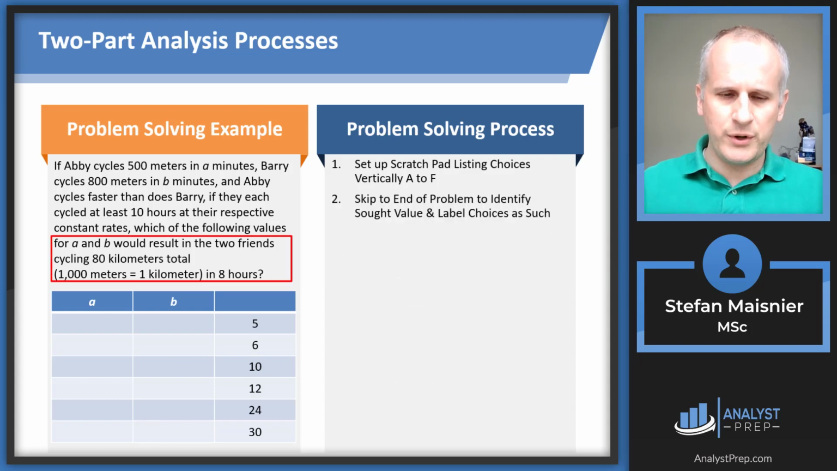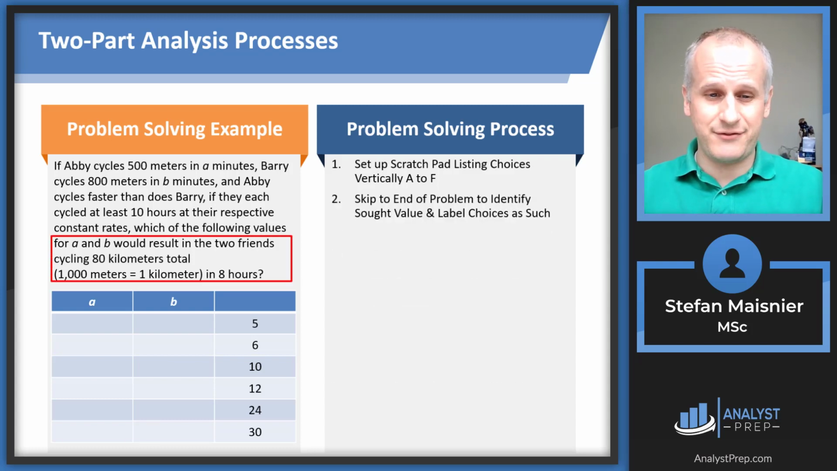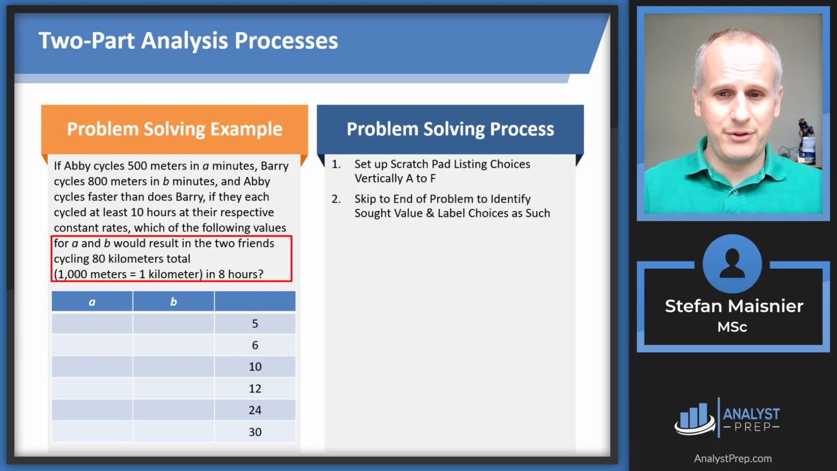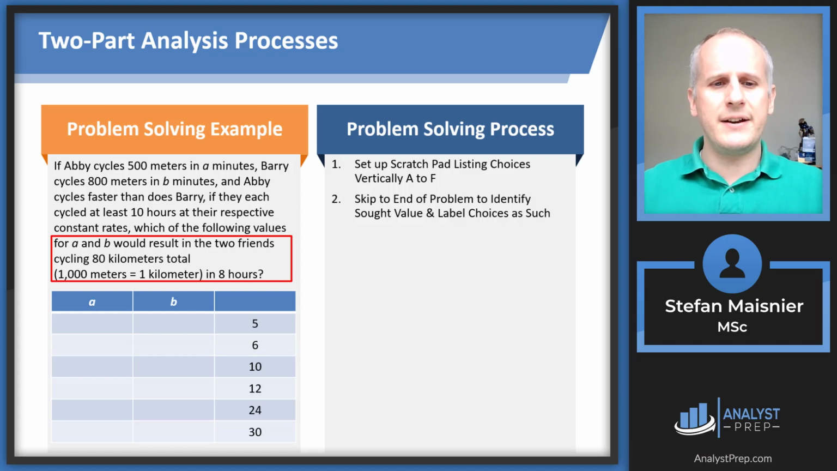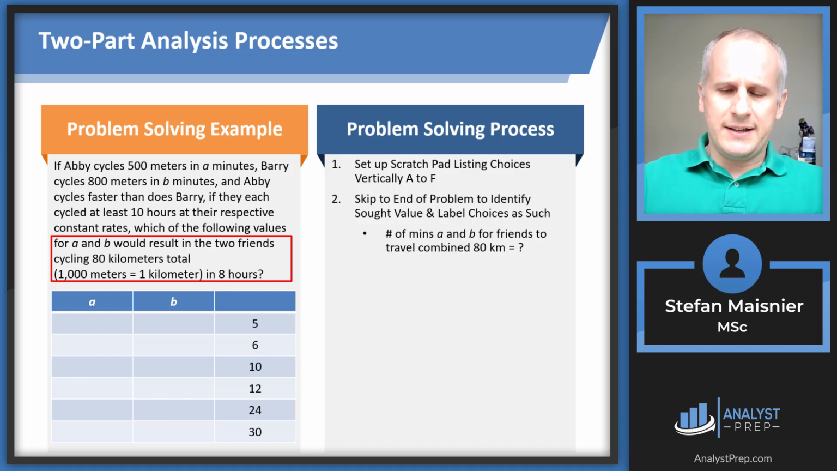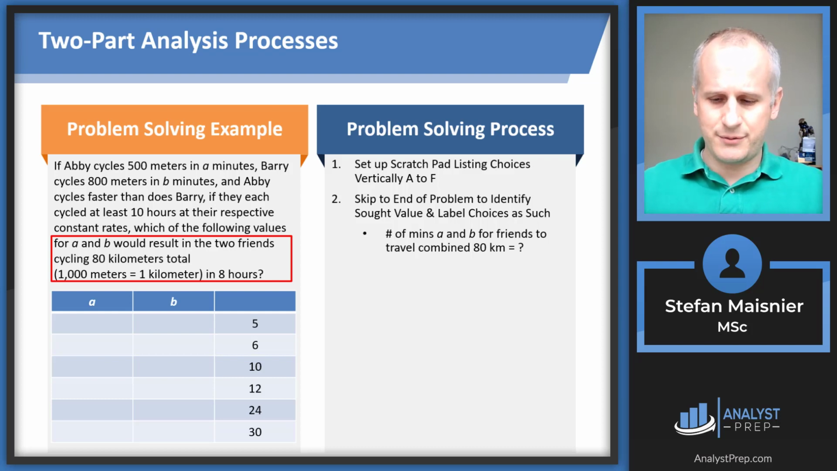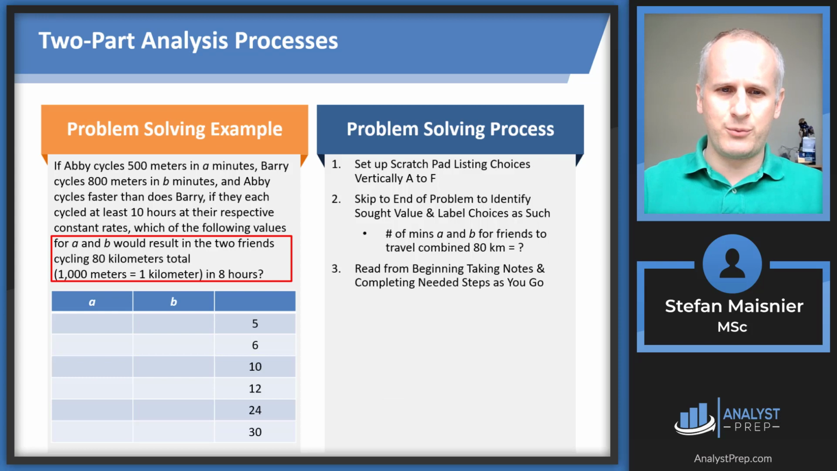Now, we then want to skip to the end of the problem to identify those sought values and label the choices as such. So again, A and B are ultimately going to be the A minutes and B minutes here that are going to result in the two friends cycling 80 total kilometers in 8 hours. And if we go back up to the beginning of the prompt, we'll see that that number of minutes A and B for friends to travel combined 80 kilometers is what we'd write out. Now, we're going to read from the beginning, taking notes and completing needed steps as we go.